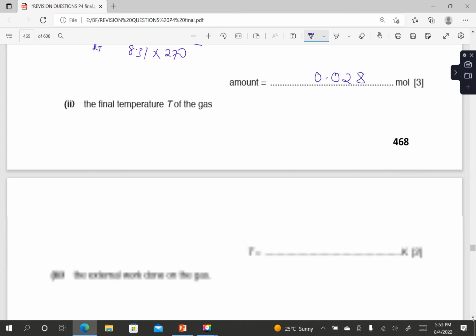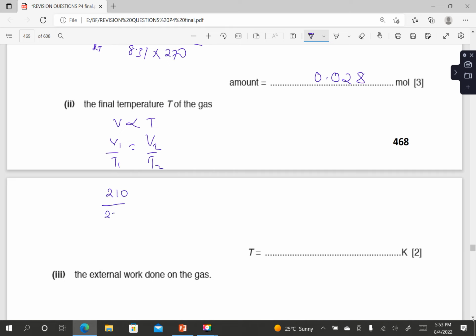Then the final temperature of the gas. Remember, when the pressure is constant, volume is directly proportional to temperature. So I'm saying V is directly proportional to temperature. V1 over T1 is equal to V2 over T2. I'm substituting. V1 is 210 centimeters cubed. I don't need to change the units of volume.